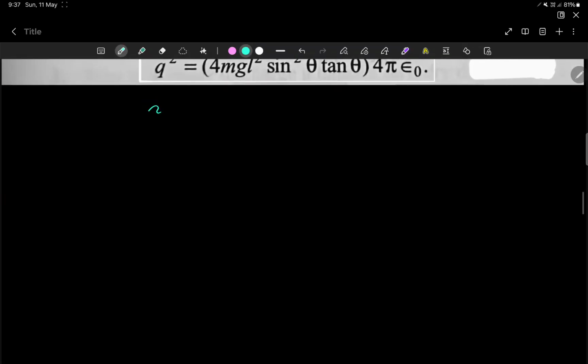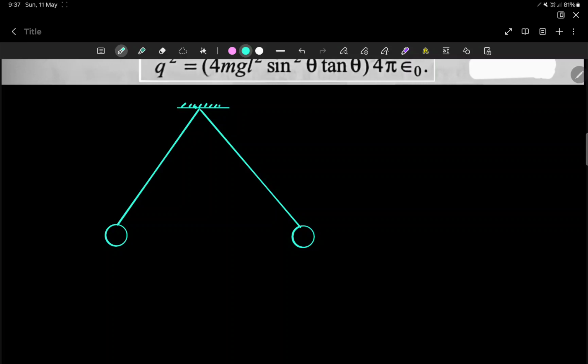Two strings are there, the diagram is like this. The diagram is like the last two numericals, so first look at part 1, then come to part 2. Part 2 will be very easy for you. Both have mass m, small m. They are in equilibrium. Now the angle made by each string with the vertical is given as theta.